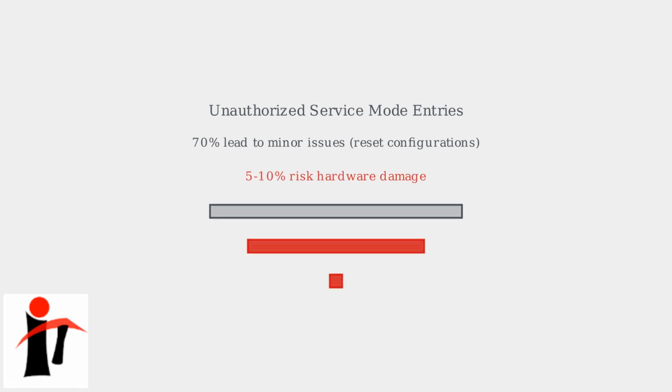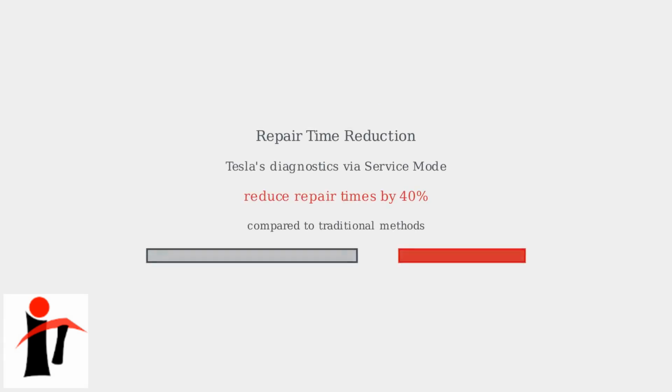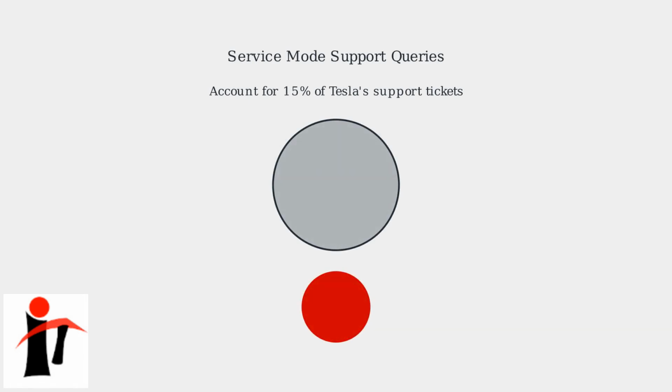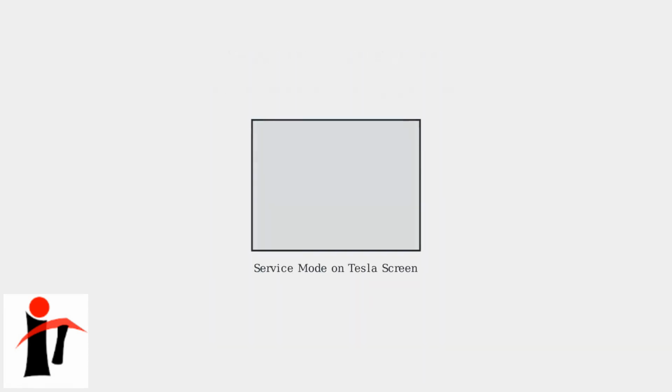Experts estimate that 70% of unauthorized service mode entries lead to minor issues, such as reset configurations, while 5 to 10% risk hardware damage. Tesla's diagnostics via service mode can reduce repair times by 40% compared to traditional methods. Service mode-related queries account for 15% of Tesla's support tickets. This is how service mode appears on a Tesla vehicle's screen, where diagnostics and statistics are accessed.